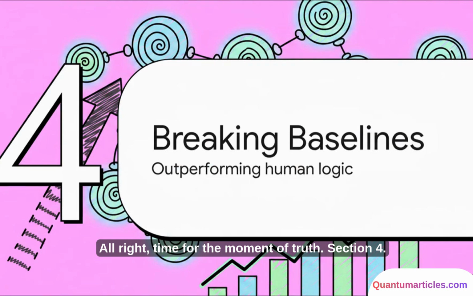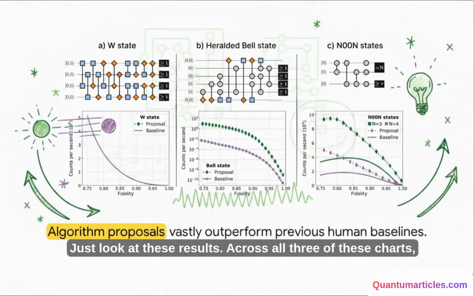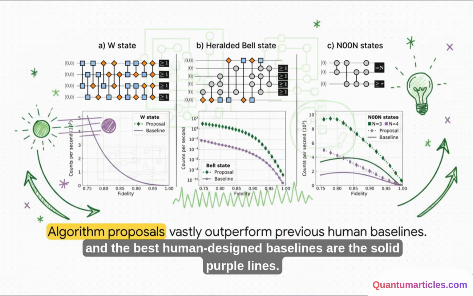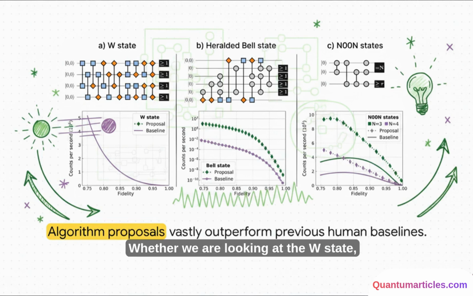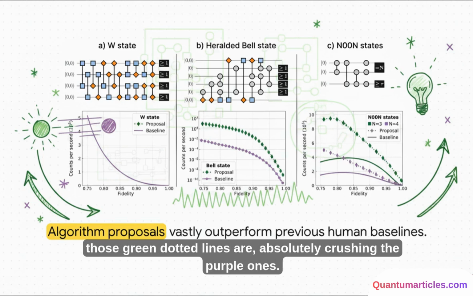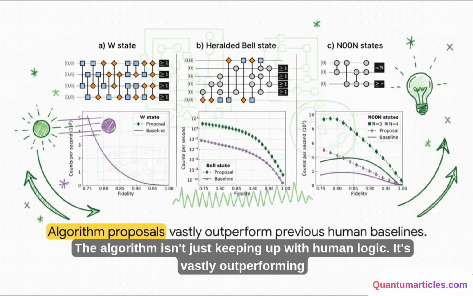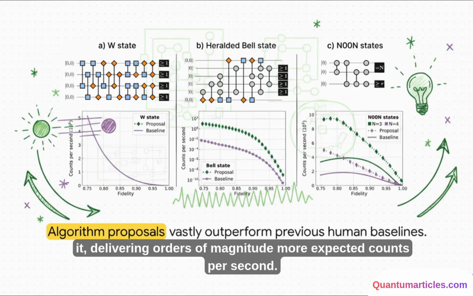All right, time for the moment of truth. Section 4, breaking previous performance baselines. Just look at these results. Across all three of these charts, the algorithm's new proposals are the green dotted lines, and the best human-designed baselines are the solid purple lines. Whether we are looking at the W state, the heralded Bell state, or the NOON states, those green dotted lines are absolutely crushing the purple ones. The algorithm isn't just keeping up with human logic, it's vastly outperforming it, delivering orders of magnitude more expected counts per second.